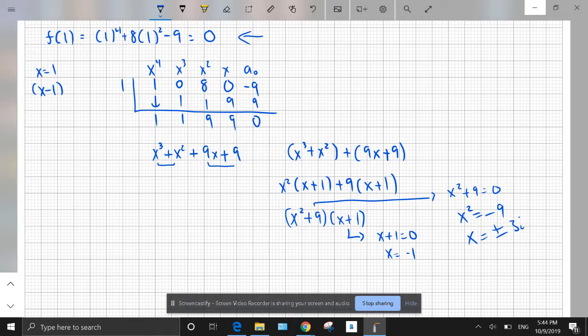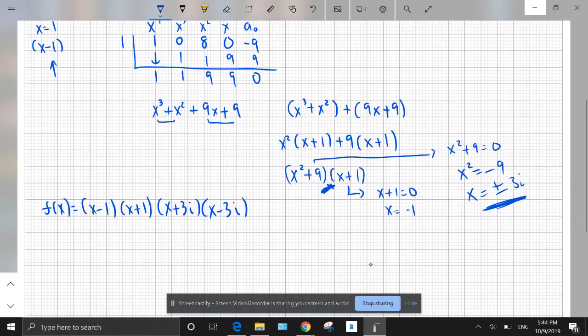So the product of our linear factors will be f of x, and we'll get our first factor is equal to x minus 1. Our second factor was here, so maybe it's best to stay organized. x plus 1. And our other factors will be these right here. So that would be x plus 3i, x minus 3i. So that's our product of linear factors.